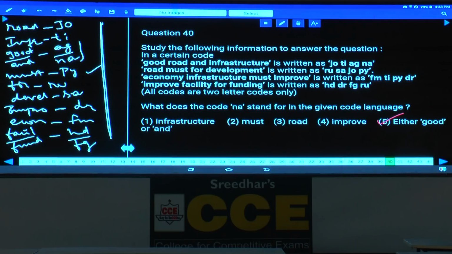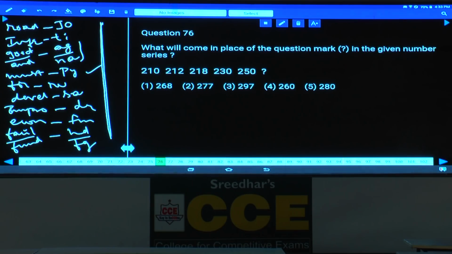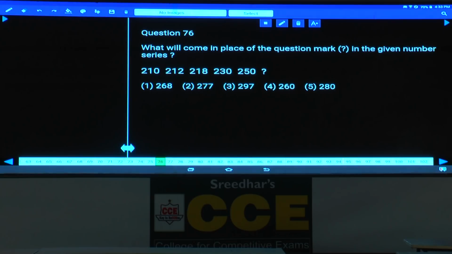Question number 76 to 80, number series. Any doubts in these 5? Make it fast, 76 to 80. Now question number 76 to 80.